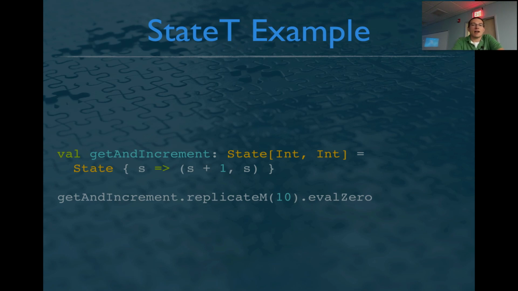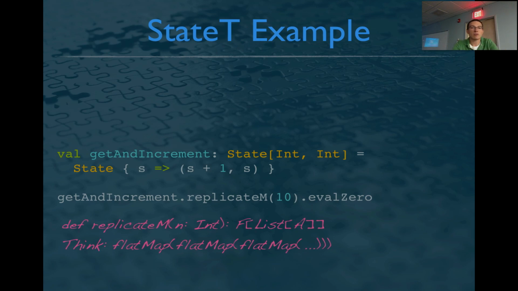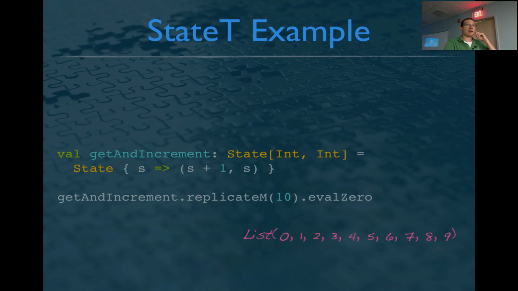Okay? And now I can use that. I can say, do it 10 times, and then eval it starting with 0. You'd have to look at what replicateM is. But basically, replicateM is defined such that for anything that's a monad, I can say, do it n number of times, flatMapping to itself. So really what I'm doing here is saying getAndIncrement, flatMap, another getAndIncrement. I keep doing getAndIncrement 10 times. So what's the net result of that eval 0? I get that.